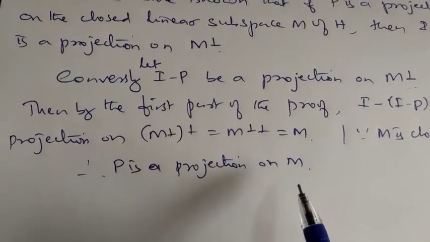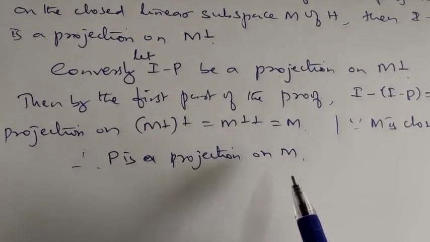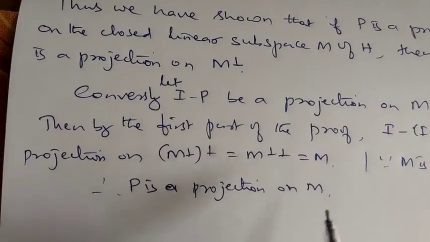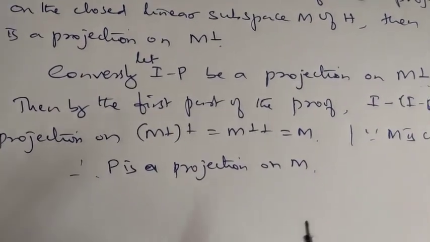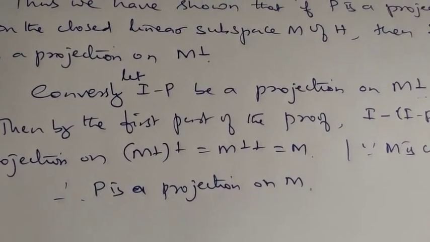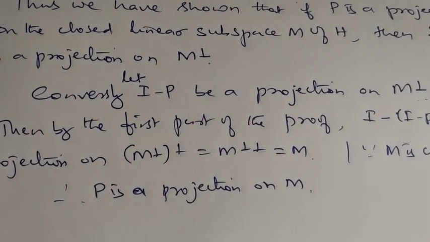So, thus we have proved that P is a projection on M if and only if I minus P is a projection on M perp. These are the few results for this class. Thank you.